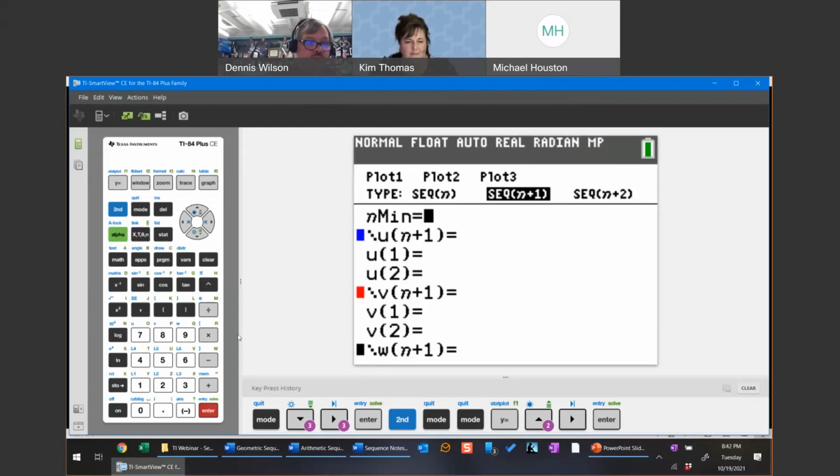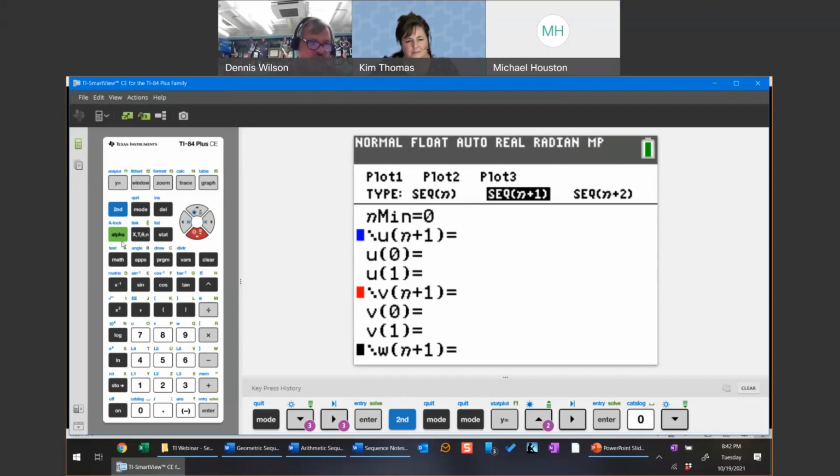So I'm going to change the n min here to 0, and I'll talk about why in a second. The key idea here is that my cake is going to be, I'm going to always eat half the cake. So it's always going to be half of what I had to start with. So I'm going to put in 1/2 times u sub n.